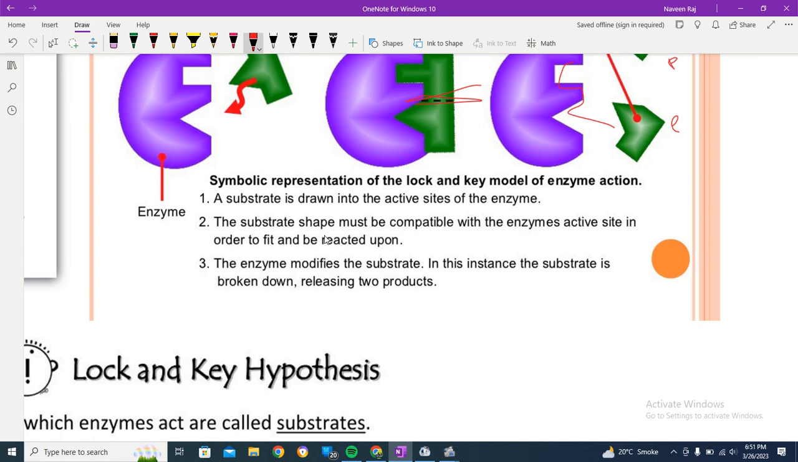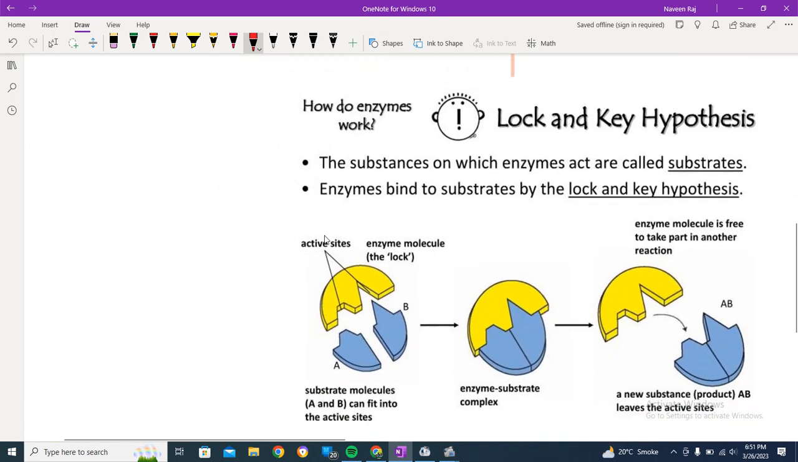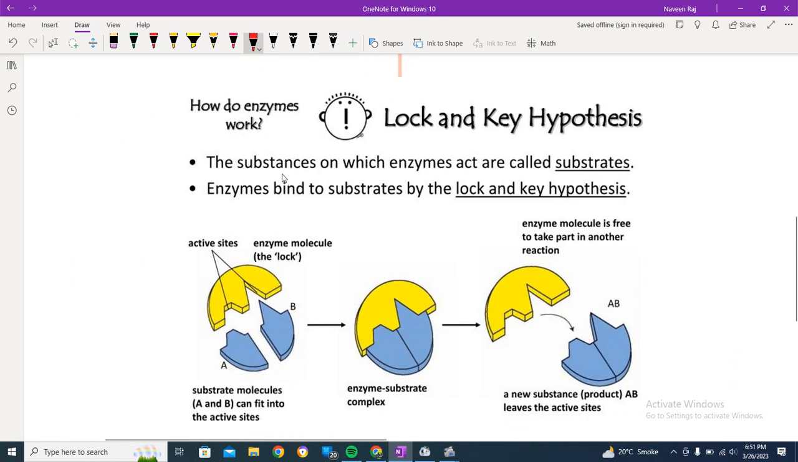Okay, we are done with it. The substances on which the enzyme acts are called substrates. Enzymes bind to substrates by the lock and key hypothesis. Now, this is a partial statement, as we can also say that enzymes bind to substrates by the induced fit model. We are not discussing what that is in this video. We'll probably discuss that in the next video.